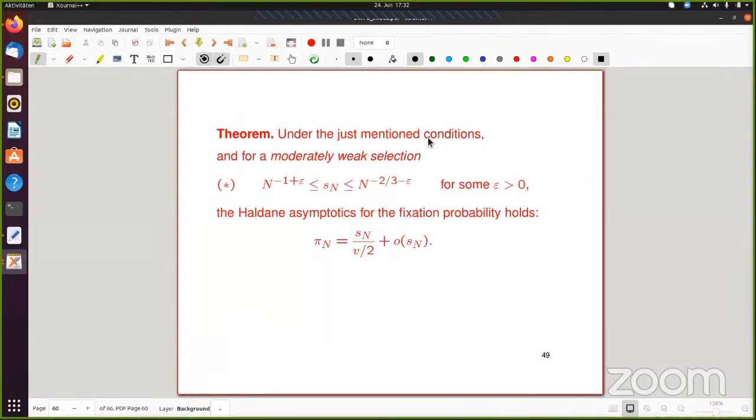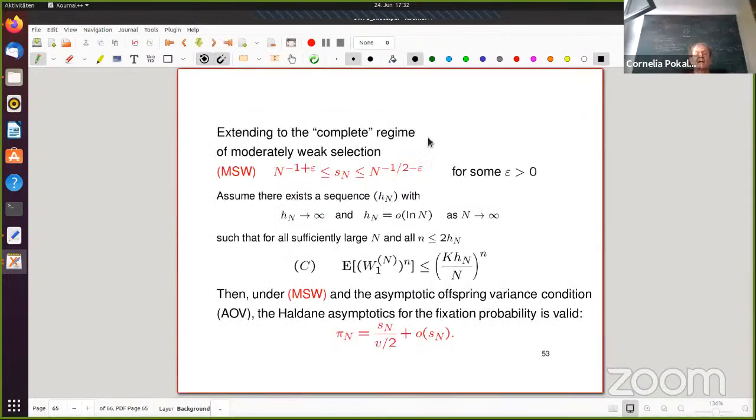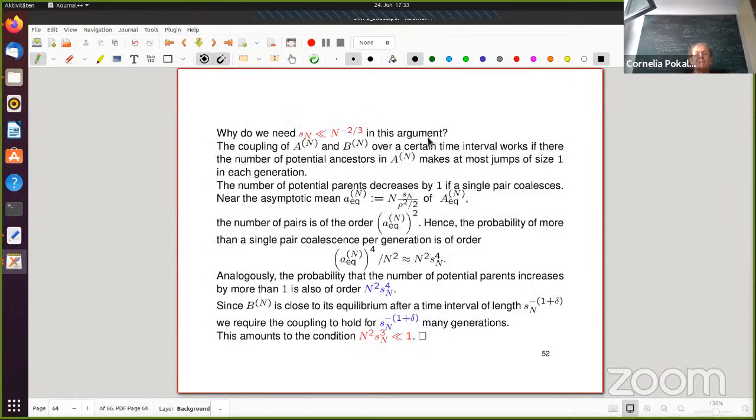Okay, thank you. Now we go back to this main theorem, which says that under these conditions, the Holden asymptotics again is valid. And before I go to the sketch of this proof, which will then be taken up by Cornelia in the 4th part again, let me mention something which is a nice situation.